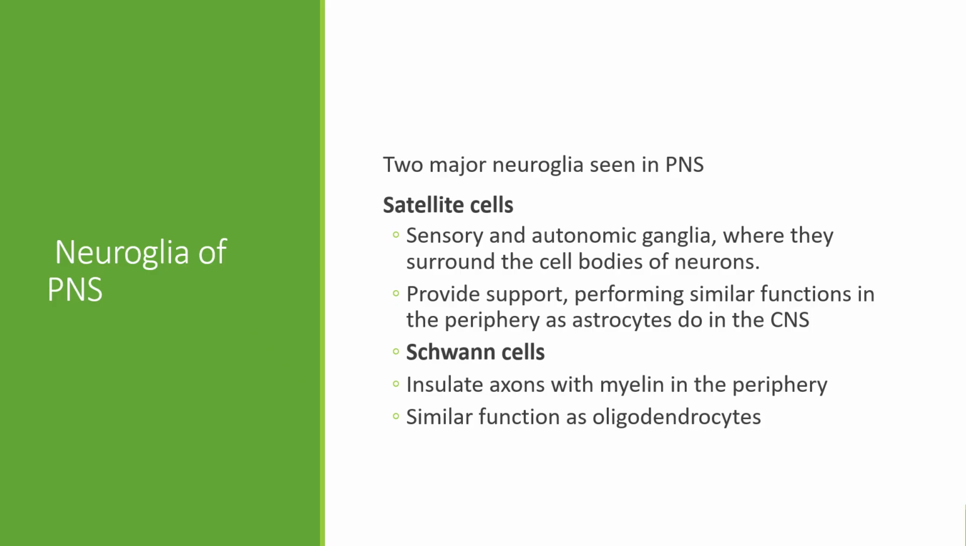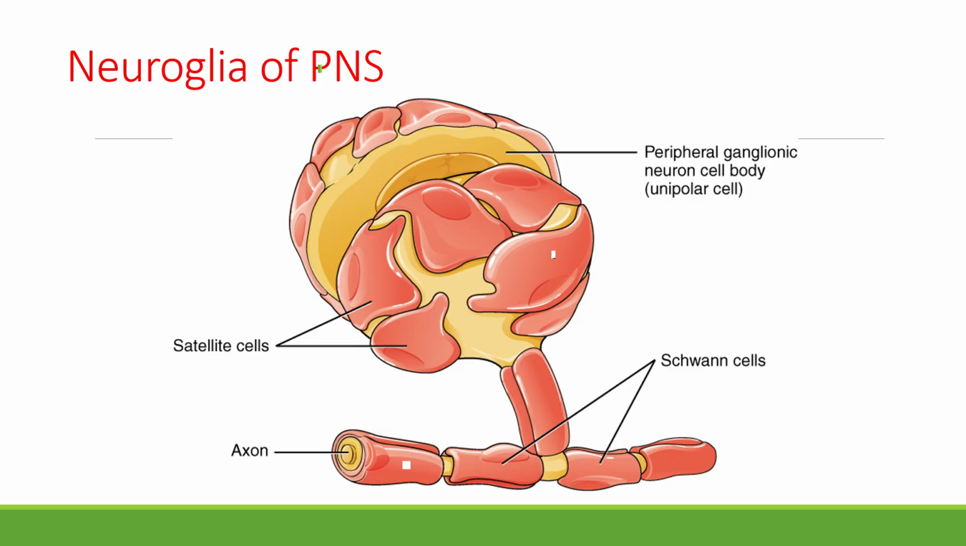Schwann cells are going to insulate the axons with myelin in the periphery in a very similar way that the oligodendrocytes do, but there's a couple of significant differences. So here, the gold is a ganglion. It's a whole group of cells clustered together, cell bodies clustered together, and the satellite cells, you can see those kind of plastered all around the outside of it. They're the red cells, and so again, they're similar to what the astrocytes are doing.